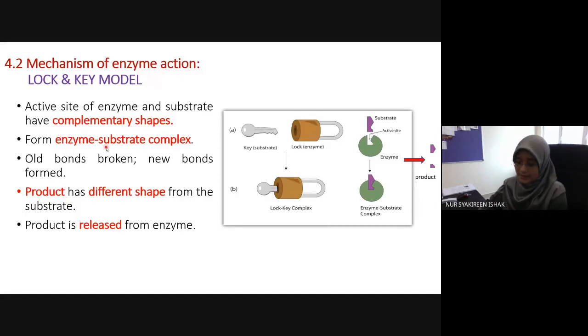It causes the substrate to enter into transition state where old bonds are broken and form new bonds. Okay. And then the substrate will be converted into products that has different shape. So because the products has different shape, therefore the product will be released from the enzyme and the enzyme is free to catalyze the next reaction. Okay, so that is the lock and key model.